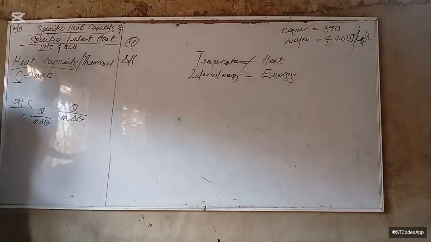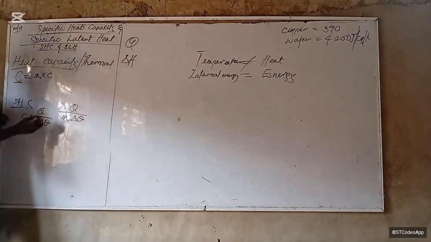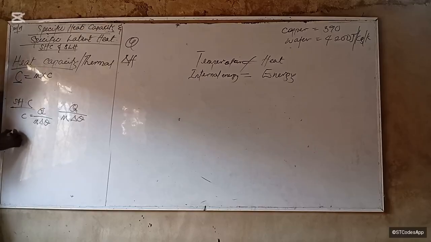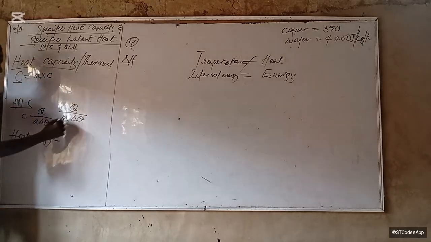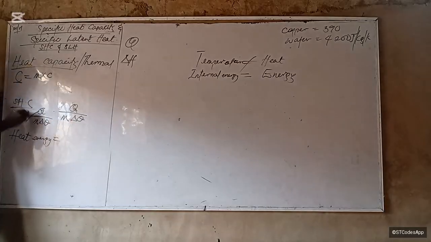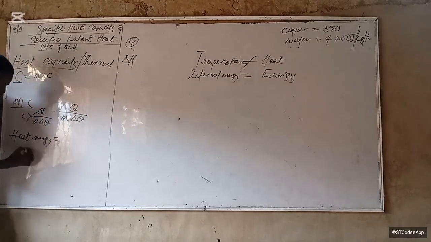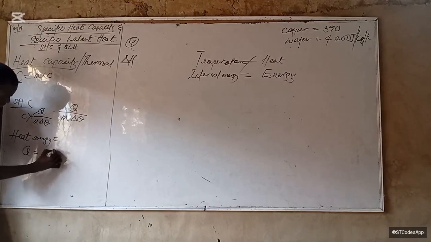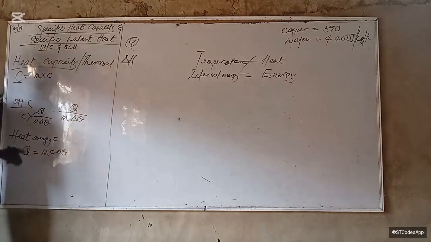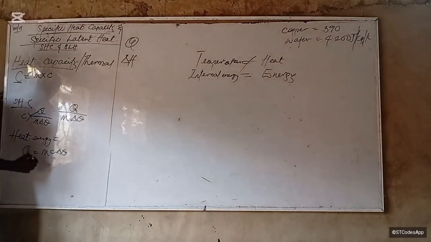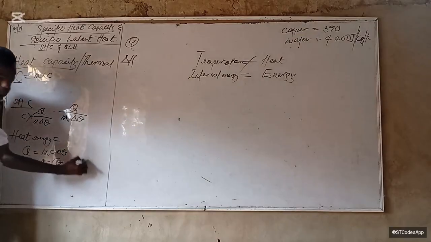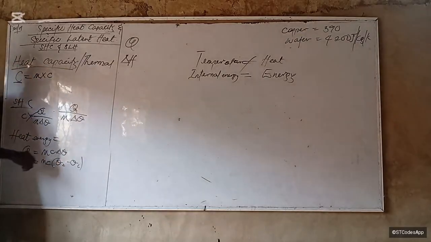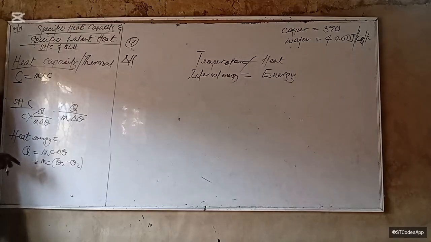So what do we make of Q now? Q will be the total heat energy. Heat energy is going to be equal to, from here, you cross multiply and you have Q equal to MC delta theta. Does that make sense? Okay, so more expansively it means MC into bracket theta 2 minus theta 1. Is this clear to you?